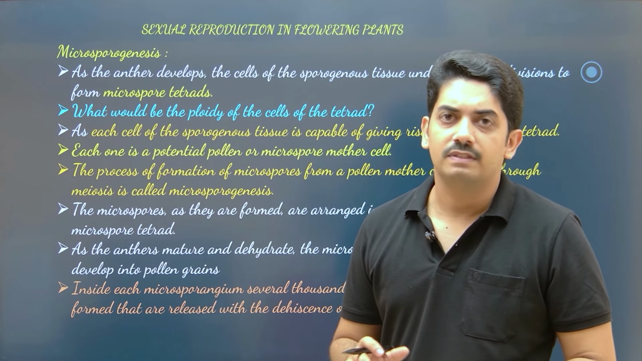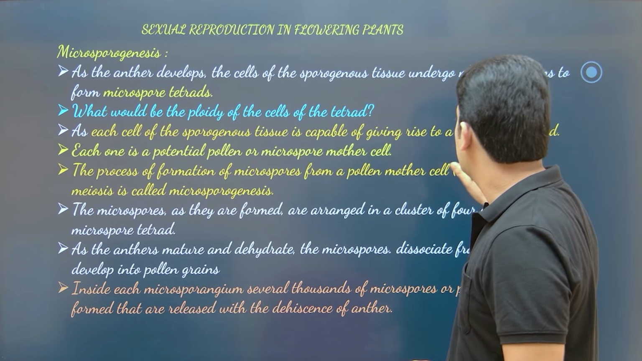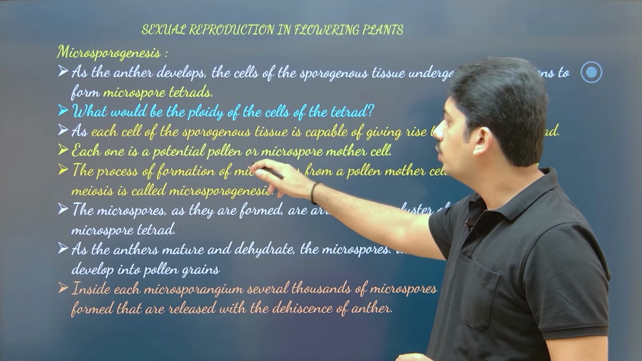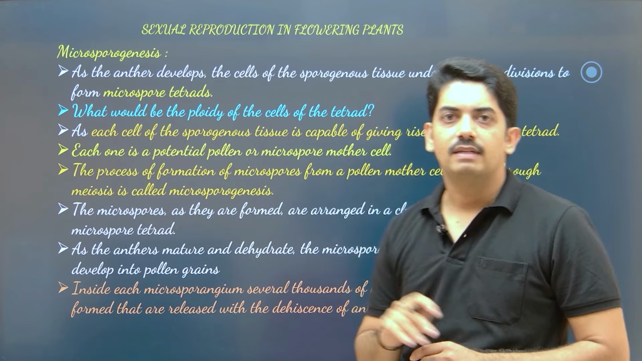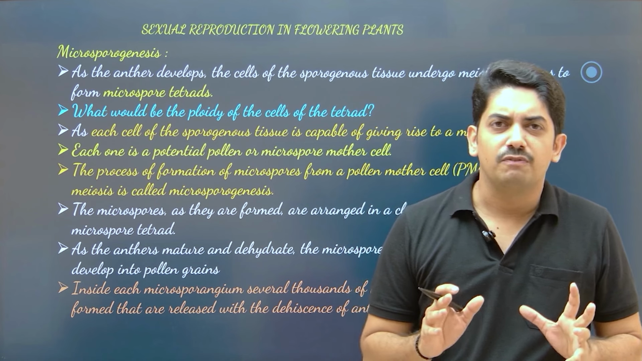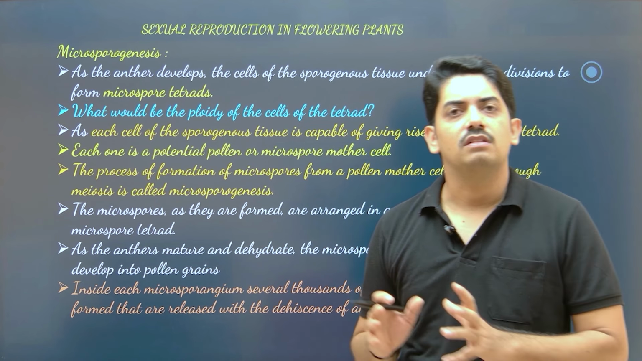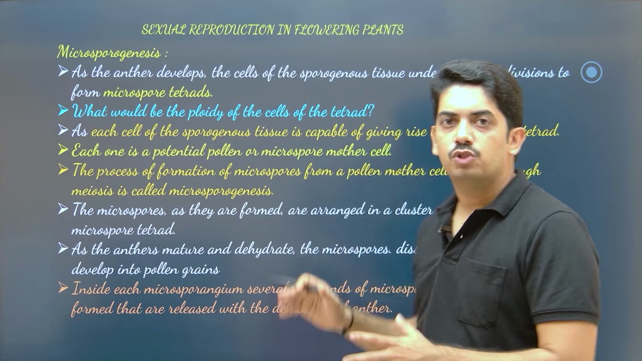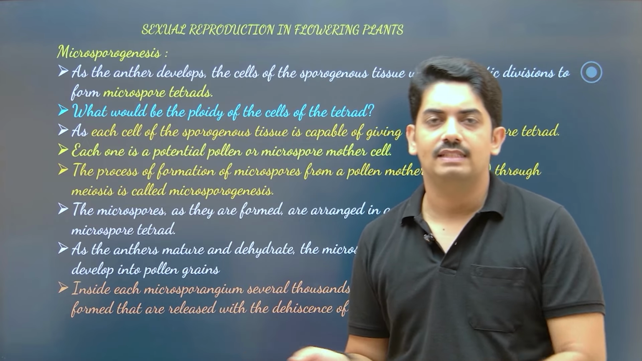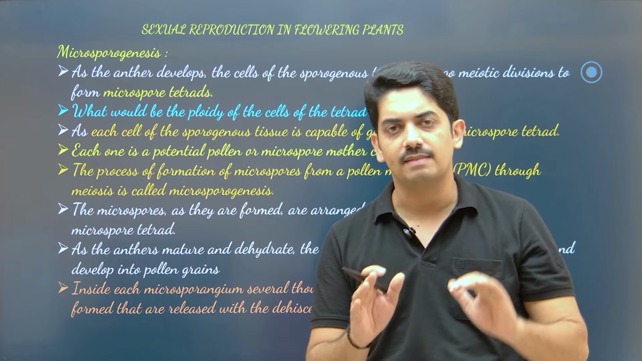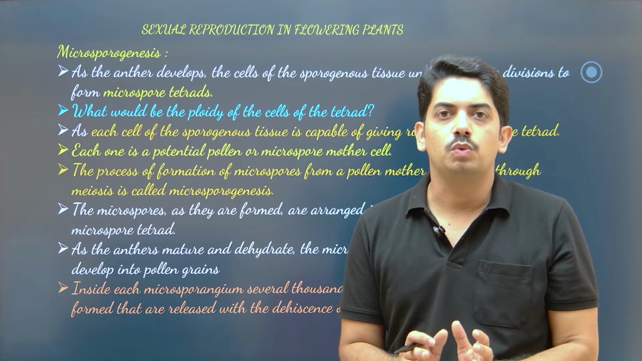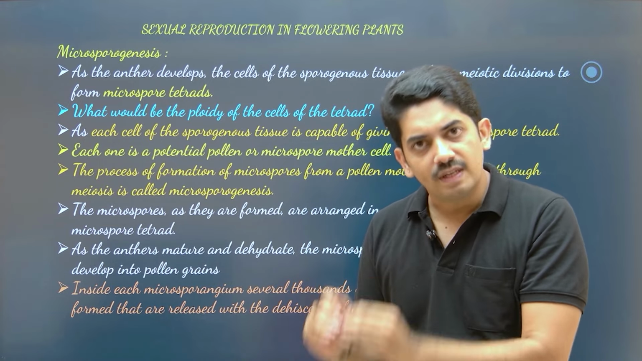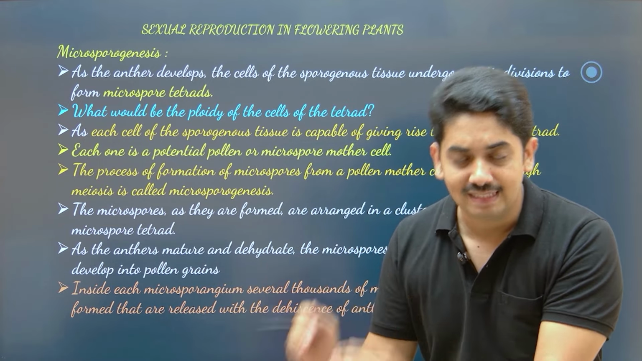As each cell of the sporogenous tissue is capable of giving rise to a microspore tetrad, each one is a potential pollen or microspore mother cell. That means don't get confused with this sentence. It doesn't mean that sporogenous tissue is capable of giving rise to a pollen grain and microspore mother cell. Not like that. The meaning of the sentence is something like, each one of this sporogenous tissue is capable of giving rise to a pollen mother cell.